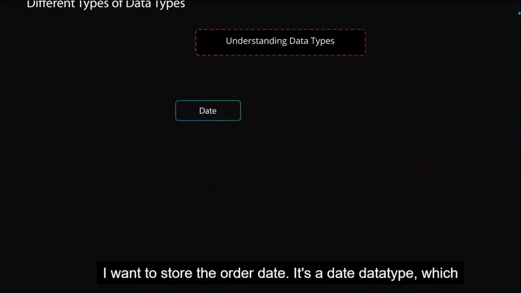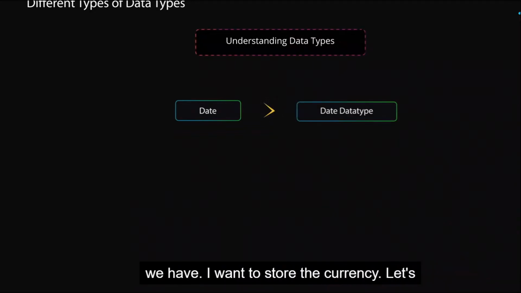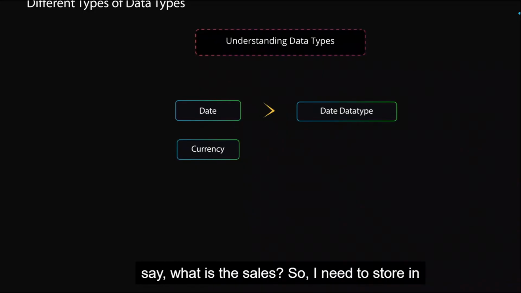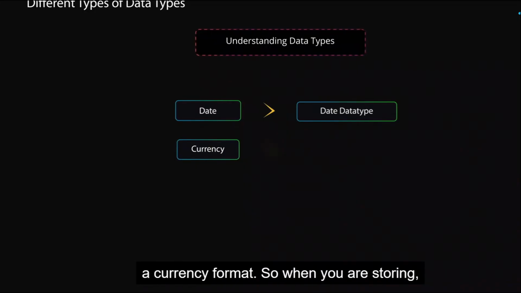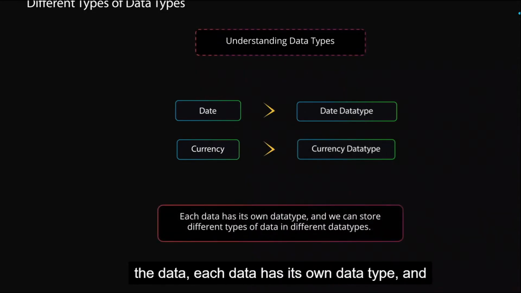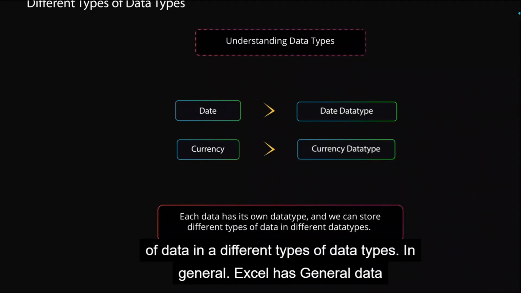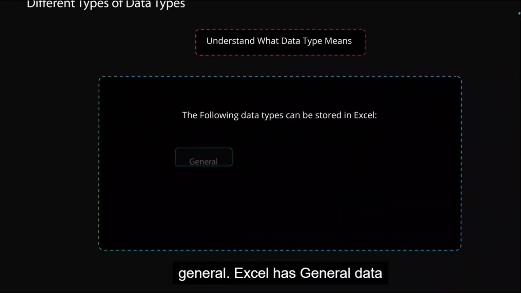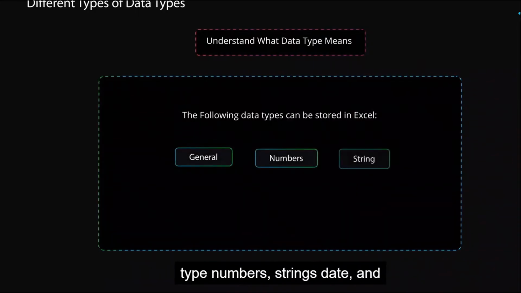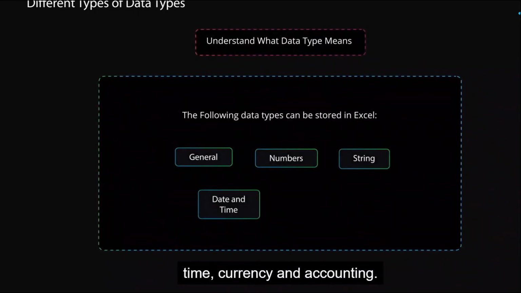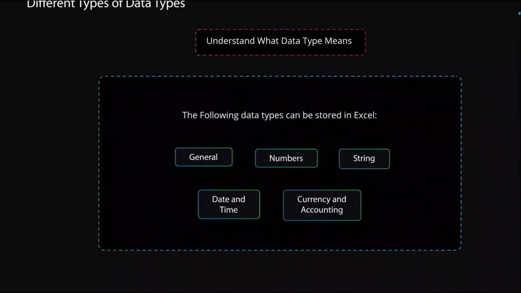I want to store the order date. It's a date data type which we have. I want to store the currency, let's say what is the sales. So I need to store in a currency format. So when you are storing the data, each data has its own data type, and that is how we can store different types of data in different data types. In general, Excel has general data type, numbers, strings, date and time, currency and accounting.